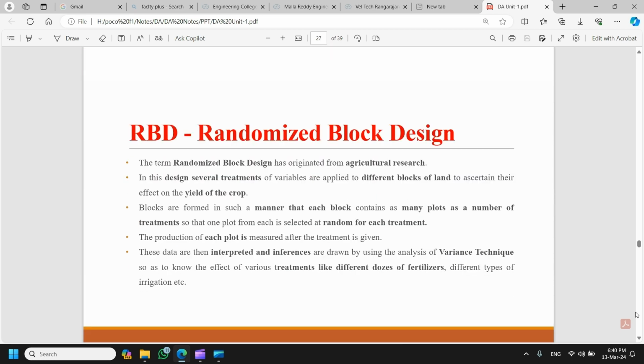The RBD is the randomized block design, used in agricultural research only. Several treatments are applied in different blocks of land, which affect the yield of the crop. Blocks are formed so that each block contains as many plots as the number of treatments. One plot is selected randomly and each treatment is given.